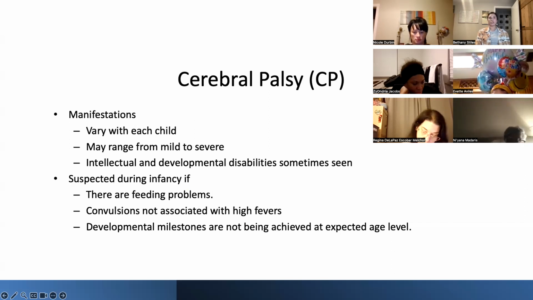So it's going to vary with each child, ranging from mild to severe, and your intellectual and developmental disabilities are going to depend on what motor centers are affected. We can suspect this as early as infancy. We'll start noticing things like feeding problems. We'll have convulsions that aren't accompanied with a fever. And then we'll be missing those developmental milestones. Sometimes we can mistake this for a type of seizure because you have that altered level of consciousness, but it won't ever respond to anti-epileptic medication.